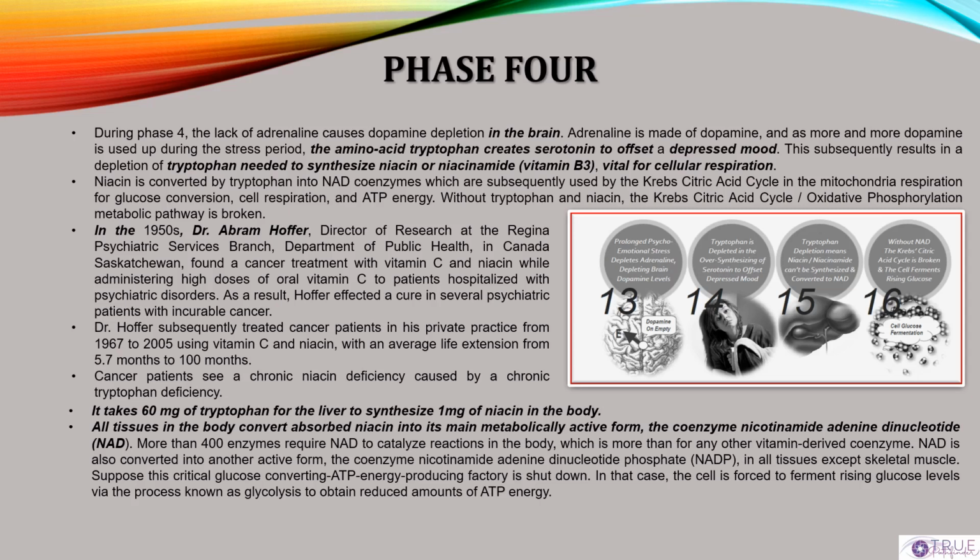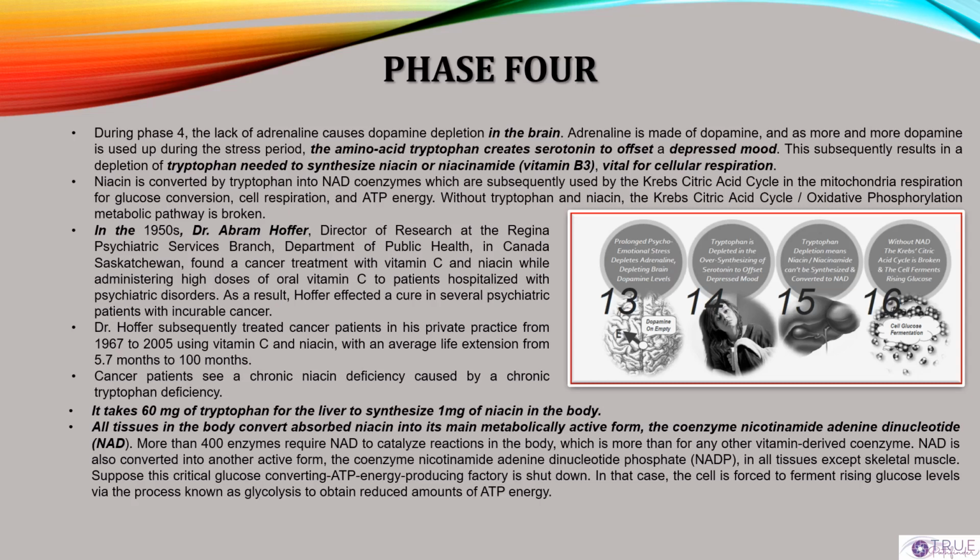In the 1950s, Dr. Abernhofer, Director of Research at the Regina Psychiatric Services Branch, Department of Public Health in Saskatchewan, Canada, found by accident actually a cancer treatment with high doses of vitamin C and niacin. He was trying to cure psychiatric disorders with this method, but noticed that his psychiatric patients that were also suffering from cancer improved in their cancer condition when he was administering high doses of vitamin C and niacin. And subsequently, he treated hundreds and hundreds of cancer patients in his private practice from 1967 to 2005 using this method, and achieved a documented average life extension of up to 100 months.